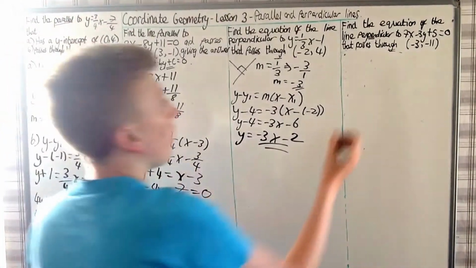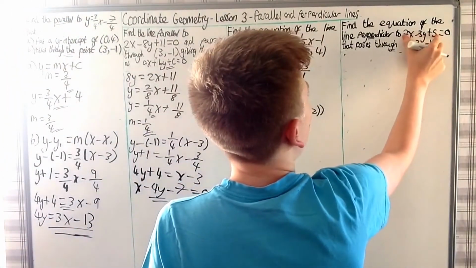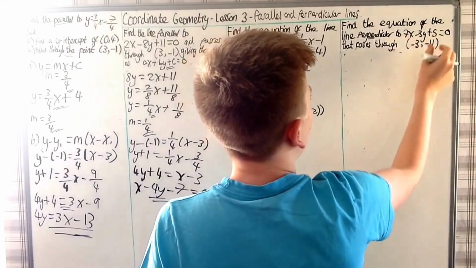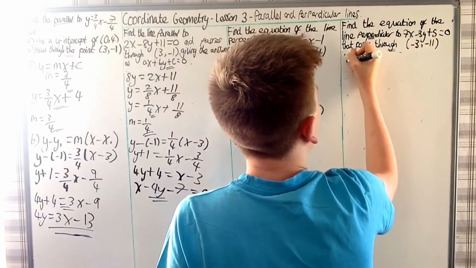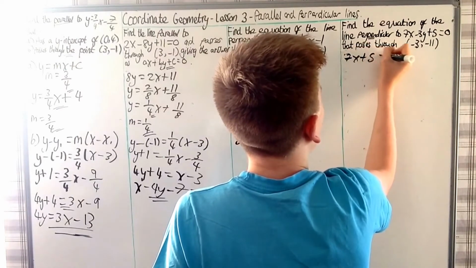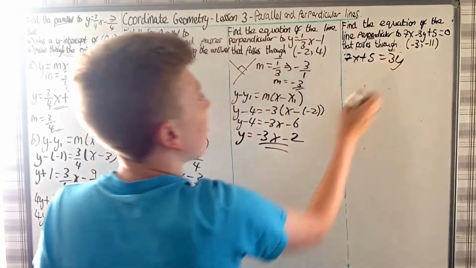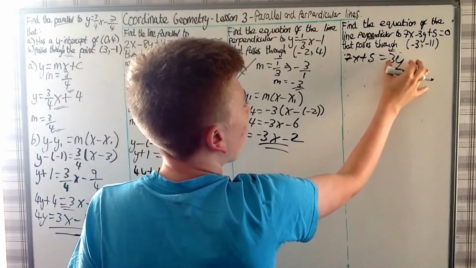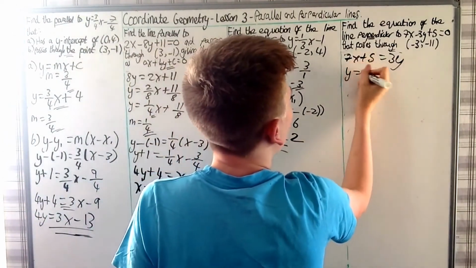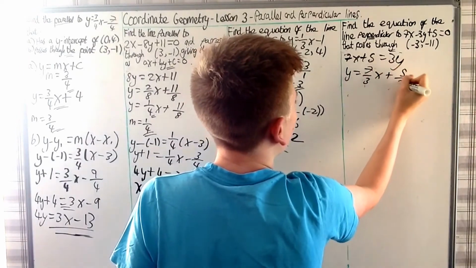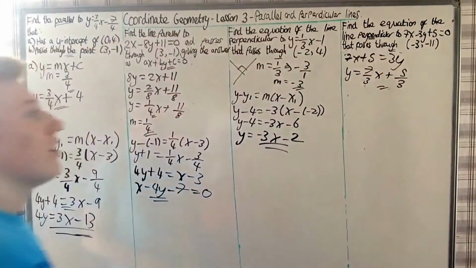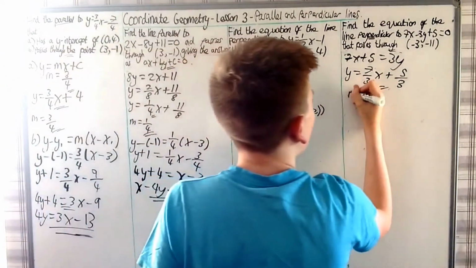Okay guys, so with this one, again, we're going to have to rearrange this to get it in the form y equals, so we can look at our gradient. If we move the minus 3y across, we get 7x plus 5 equals 3y. And now we divide everything by 3 to get this in the form 1y equals. So y equals 7 divided by 3x plus 5 divided by 3. And from this we can see our gradient would be 7/3.